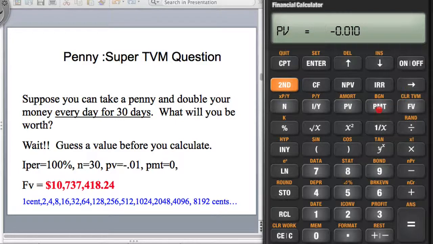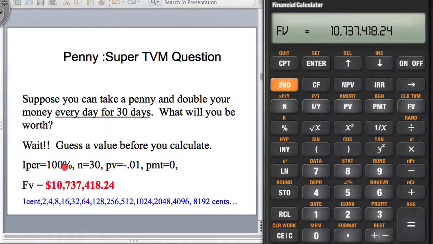There's no intermediate payment, so you can safely put it down as 0. You can ignore it too sometimes, but if there's a residual value from a calculation before, it will result in an error, and you don't want that. So the safe thing to do is put payment equals 0. And now we want the future value of this. So to compute future value, and there you go, $10,737,418.24. Now this seems really incredible, isn't it?